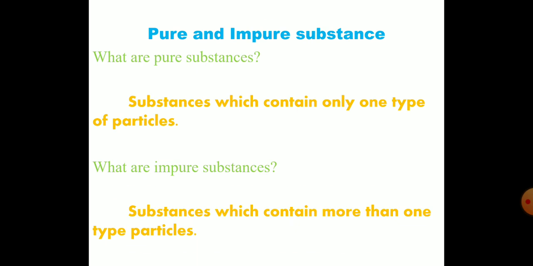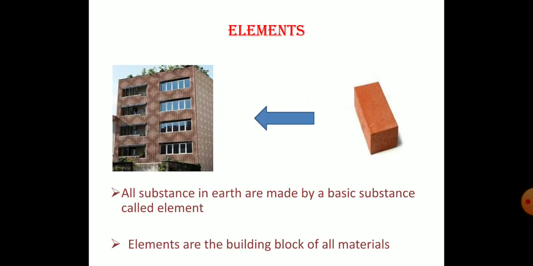Okay? Now, in the pure substance, we had two types, no? One is element and one more is compound. Now we are going to see what is element and what is compound.